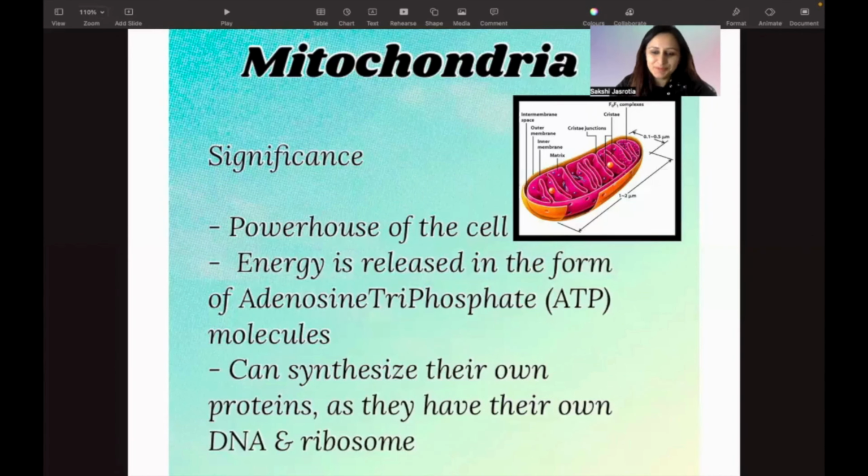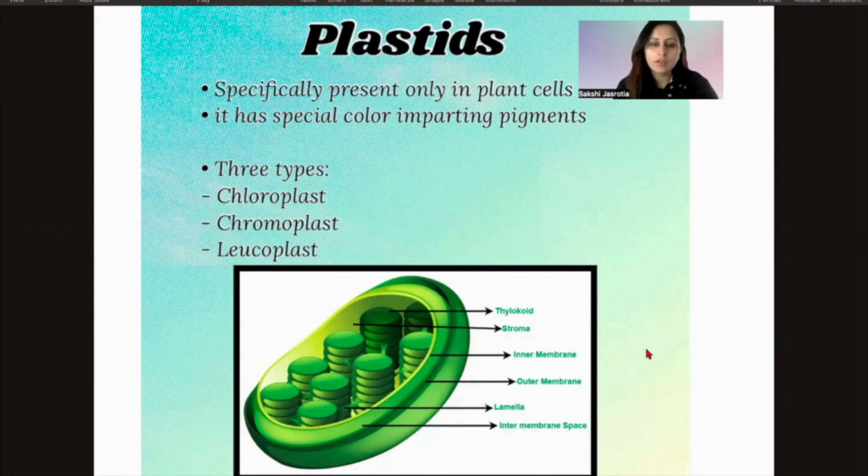Thank you. So after mitochondria, we come to the plastid. Plastid is the organelle which is specifically present in the plant cell. There are certain pigments present in the plant's plastid that play various roles according to their function. The three types of plastids are chloroplast, chromoplast, and leucoplast.